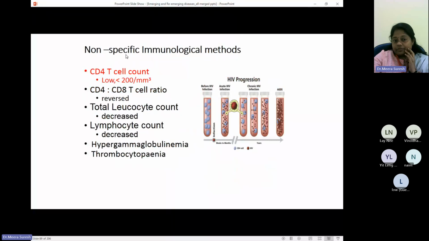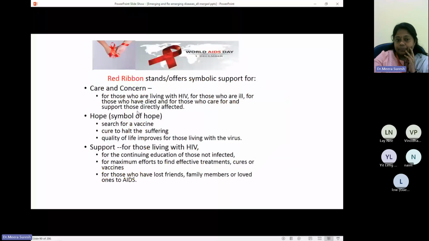Then we can go for non-specific methods. The first one will be the CD4 cell count, which is less than 200 per cubic millimeter. Then the CD4 to CD8 T cell ratio will be reversed because of the destruction of the CD4. Then WBC will be reduced. Lymphocytes obviously reduced because the CD4 cell is reducing. There can be hypergammaglobulinemia and thrombocytopenia. These are non-specific, which can be seen in other diseases also. But among the non-specific, it will be the CD4 T cell count reduction which will give us a clue. But other tests can also be done.